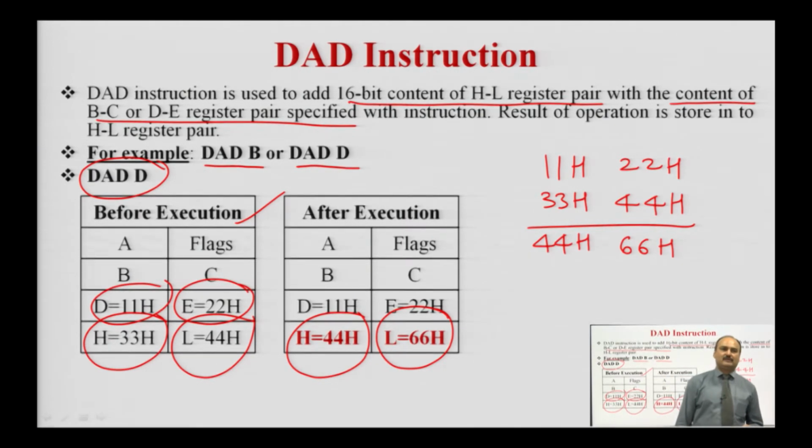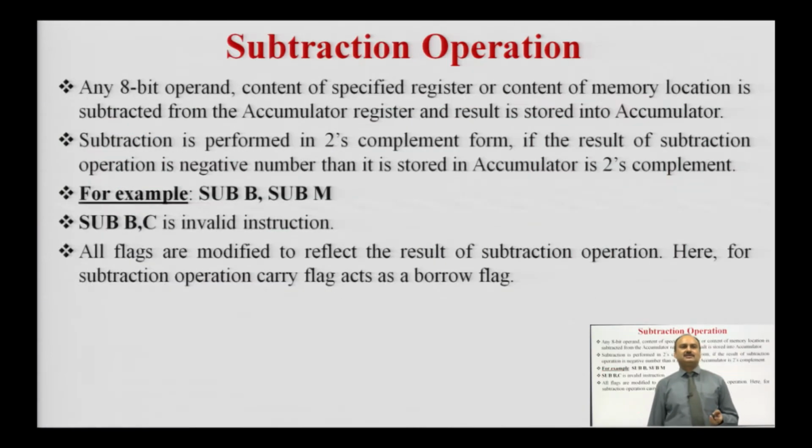The first 16-bit number is in the DE register and the other 16-bit number is in the HL register. So, after the execution of this instruction, the microprocessor will store the result, which is 16-bit, into the HL register pair. Next operation is the subtraction operation. Any 8-bit operand, content of a specified register or the content of a memory location, is subtracted from the accumulator register and the result is stored into the accumulator.